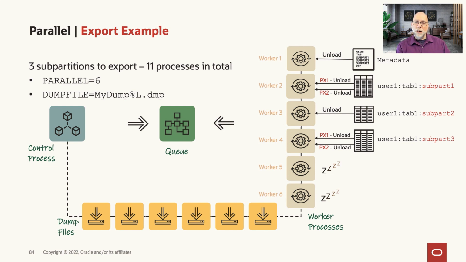So even though you said parallel 6, we end up with a total of 11 processes here. We have the control process, we have 6 worker processes, and then we have the 4 parallel query processes running all at the same time. Now, some of those processes are idle, but it pays to remember that this can happen because the process count on your system may throttle the number of processes that you can spawn. So that's just a little bit of a look under the covers of how parallelism works for Data Pump.